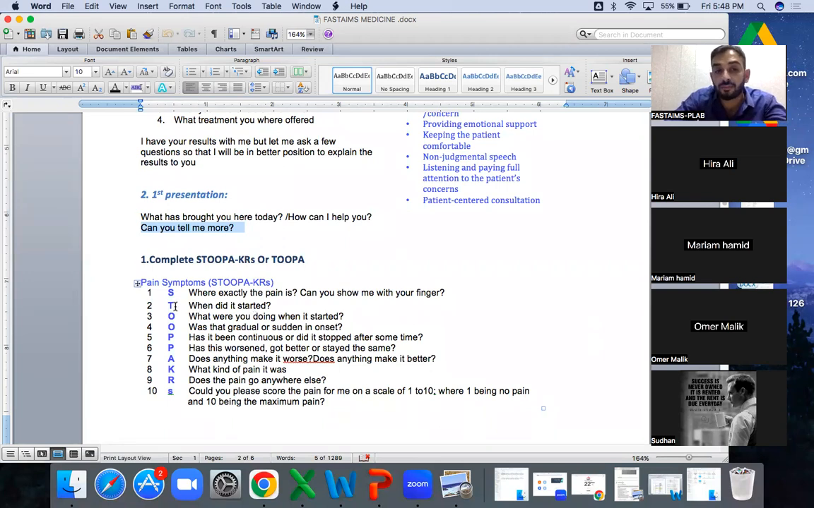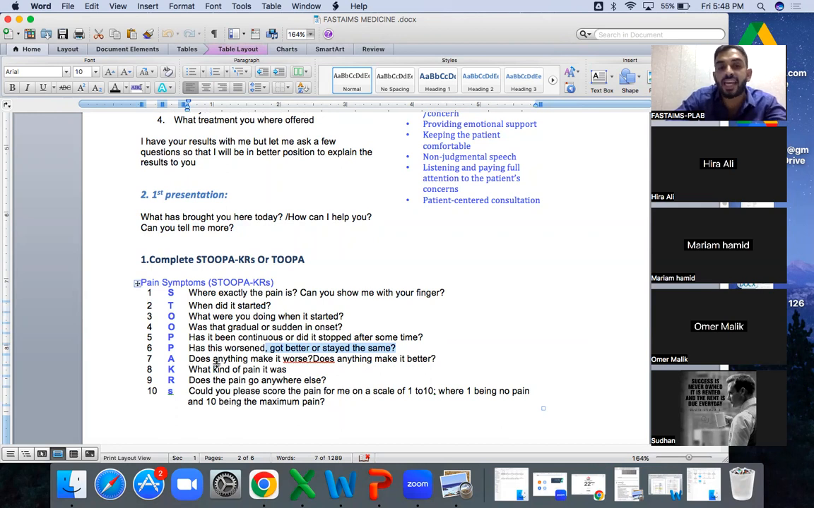When did it start? T, time. Onset, 2 questions. What were you doing when it started? Was that gradual or sudden in onset? 2 O's. P, has it been continuous or did it stop after some time? Another progression. Has it worsened, got better, or stayed the same? Again, the progression. 2 questions regarding the progression, and 2 are different questions because both give you different information.